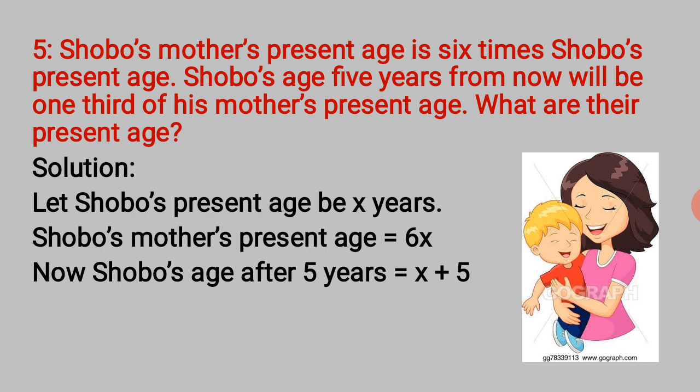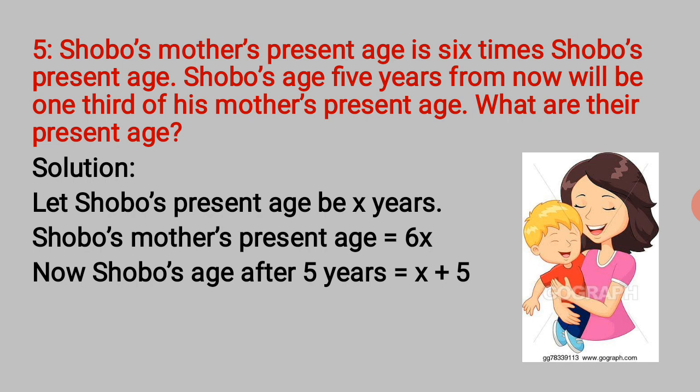Obviously, Shobo's age we will be taking as x years. His present age is x years because he is younger, and that is how mother's present age will become 6x, because it is 6 times. Then Shobo's age 5 years from now: today it is x, so after 5 years it will be x plus 5.